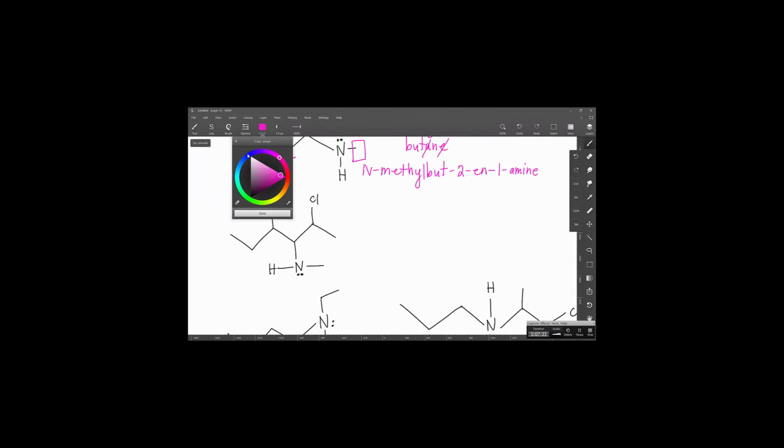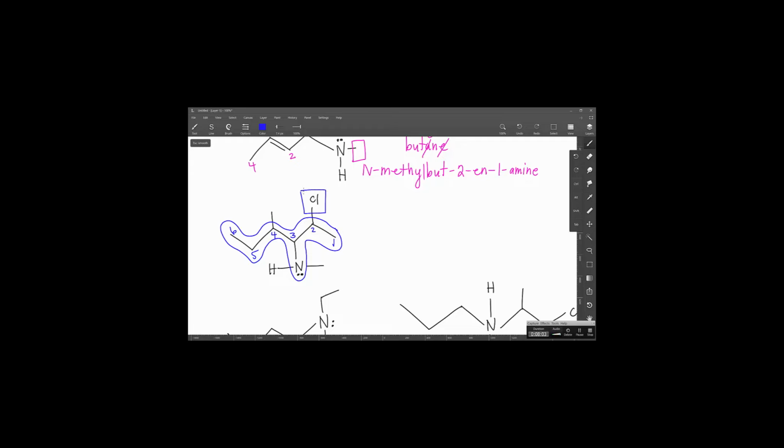If I look at this next example, 1, 2, 3, 1, 2, 3, 4. So I would have 1, 2, 3, 4, 5, 6. Okay, so that is going to be my parent chain. Now here in a box, this is a substituent, that's a substituent, and that is a substituent. So my longest carbon-carbon chain is going to be a hexanamine on 3. So that's going to be, let's write it this way, 3-hexanamine.